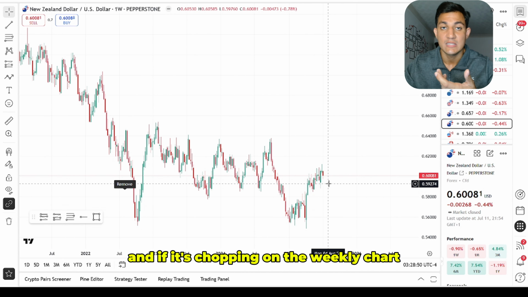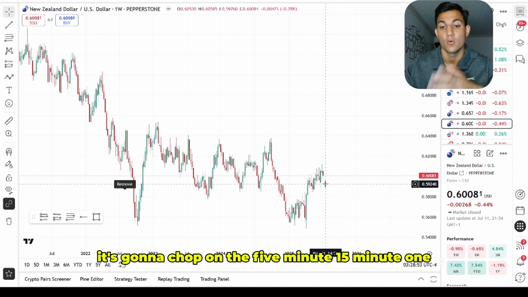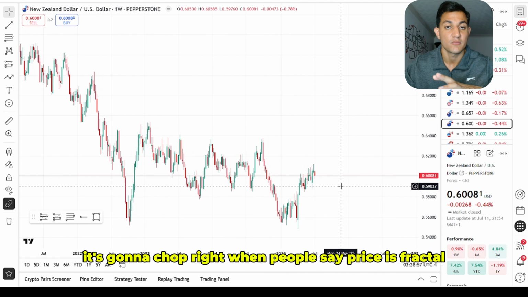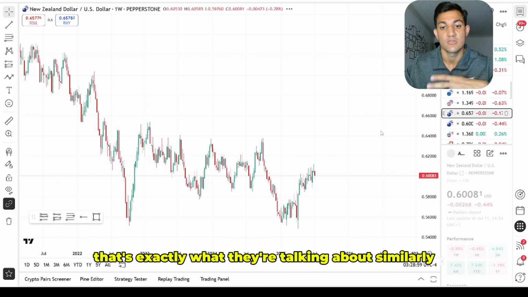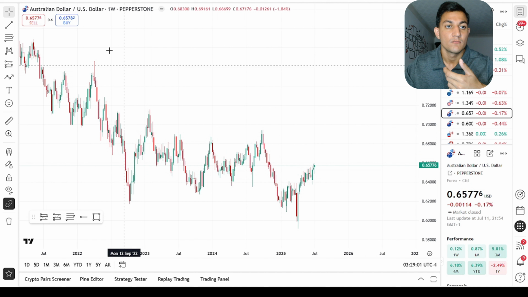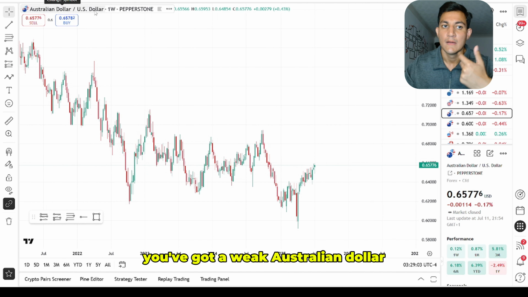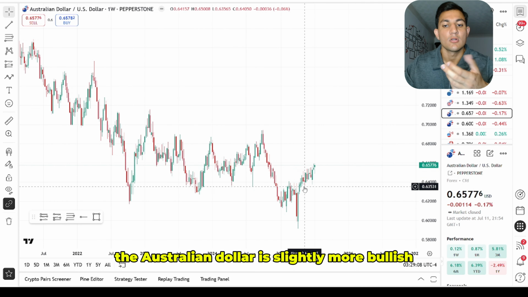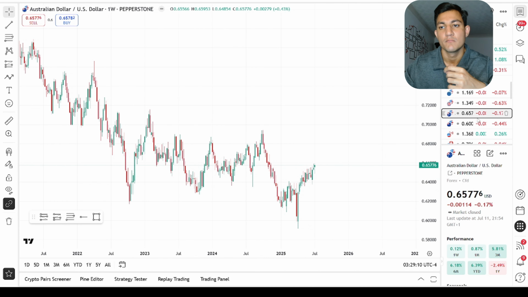And if it's chopping on the weekly chart, it's going to chop on the 5 minute, 15 minute, 1 minute, any time frame you trade, it's going to chop, right? When people say price is fractal, that's exactly what they're talking about. Similarly, AUD USD, you've got a weak Australian dollar against the US dollar, right? Both of these are very weak, but in this case, the Australian dollar is slightly more bullish.